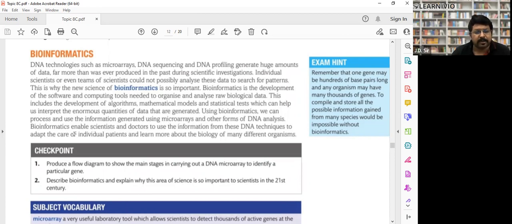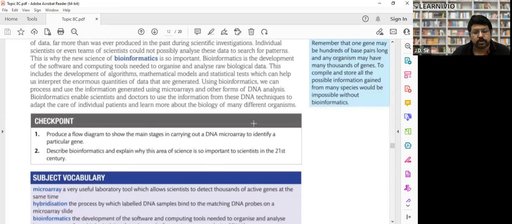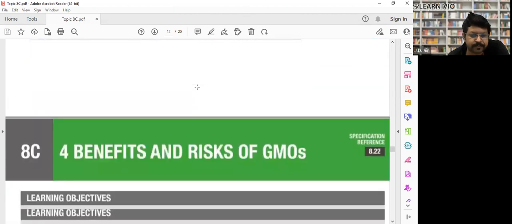Bioinformatics enables scientists and doctors to use the information from these DNA techniques to adapt care to the individual patient and learn more about the biology of many different organisms. So that is the application of biological data and the formation of software or tools.